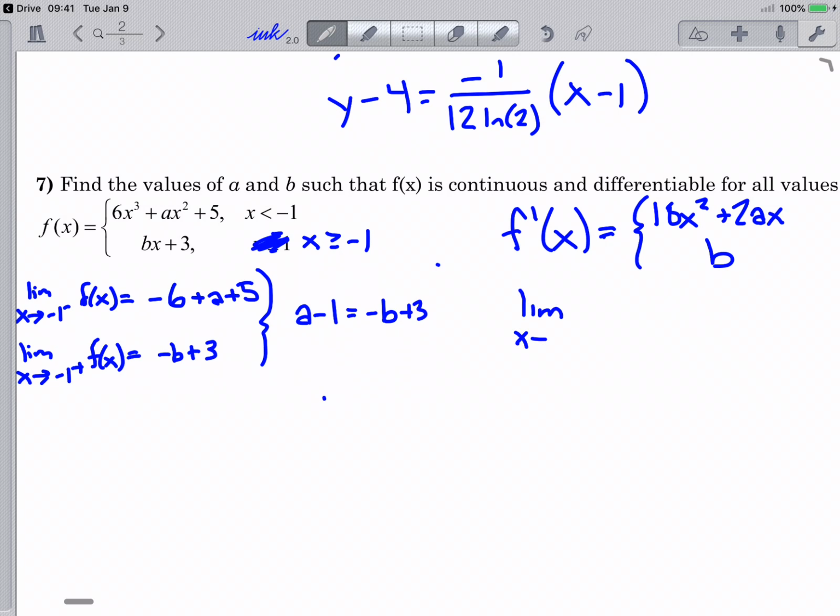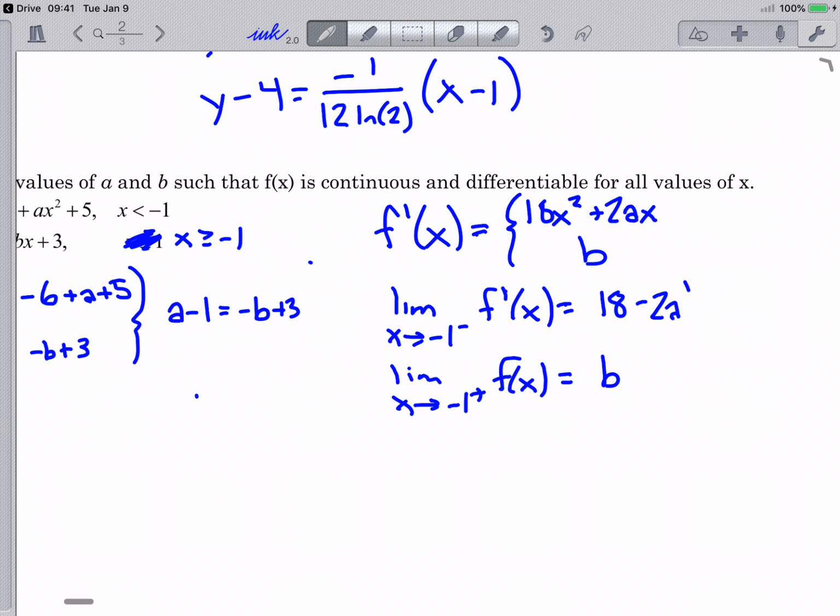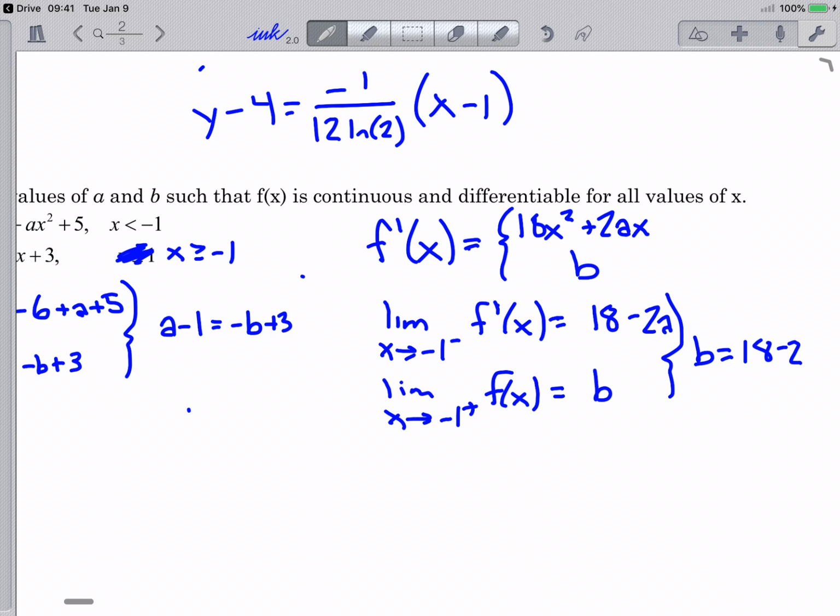So the limit as x goes to negative 1 from the left of f prime of x is equal to 18 minus 2a. The limit as x goes to negative 1 from the right of f prime of x is simply b. So I combine these two and set them equal to each other. I get b equals 18 minus 2a.